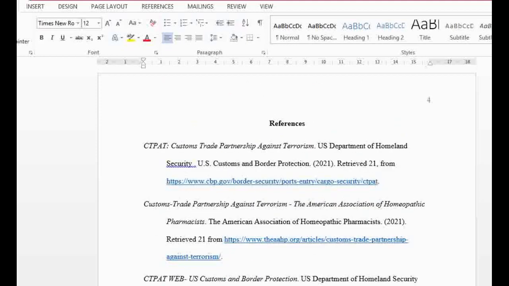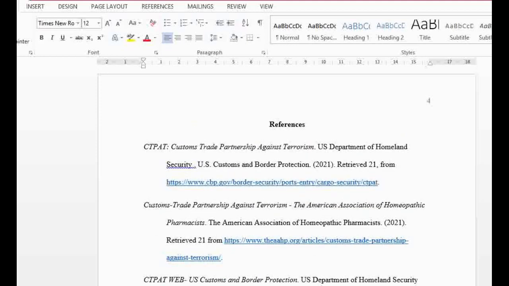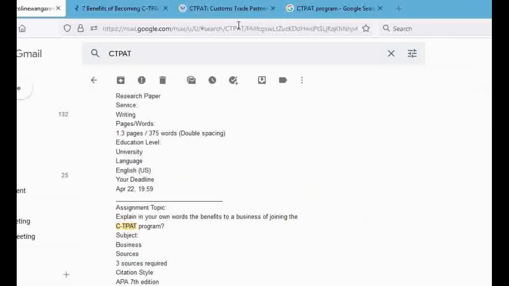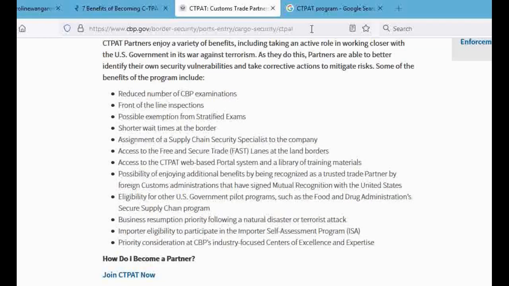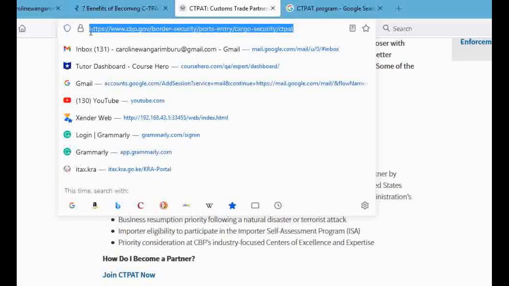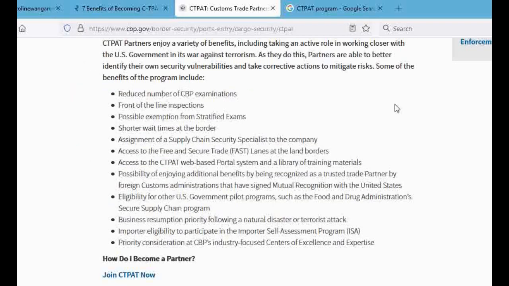So guys, let's go back to where I found this information. Right there, let's look at this website. If you look at this website, the link here, this is one reference. And like I said, guys, you cannot use a link which has a .com. .com is not allowed. So we use links that have other endings. You can see this part here has .gov, like government. We also use .org, like organization.